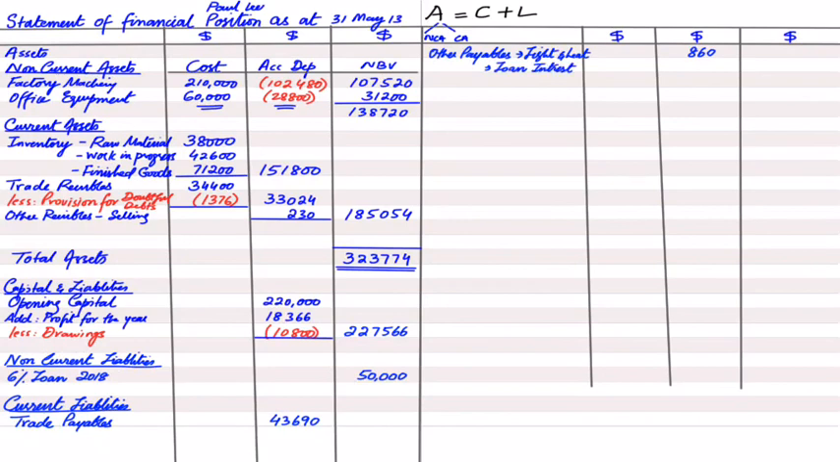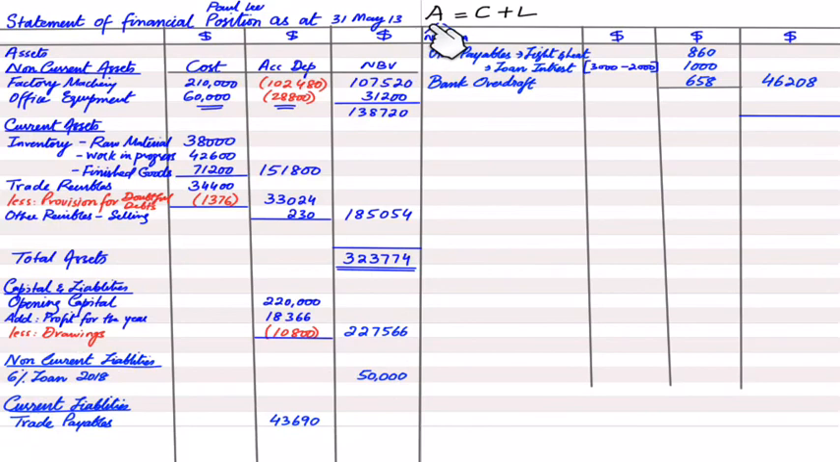For loan interest, we have a loan of 50,000. If we apply 6% to this, we get a total figure of 3,000, and out of this 3,000 loan interest, 2,000 has already been paid, so the 1,000 loan interest is accrued or outstanding. So we'll show this adjustment here. Then we have the bank overdraft, which is already mentioned in the question. Now if I add up all the current liabilities, this is the figure.